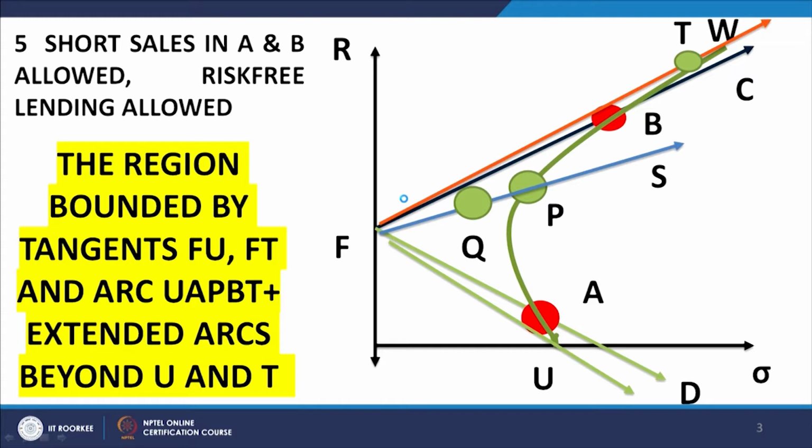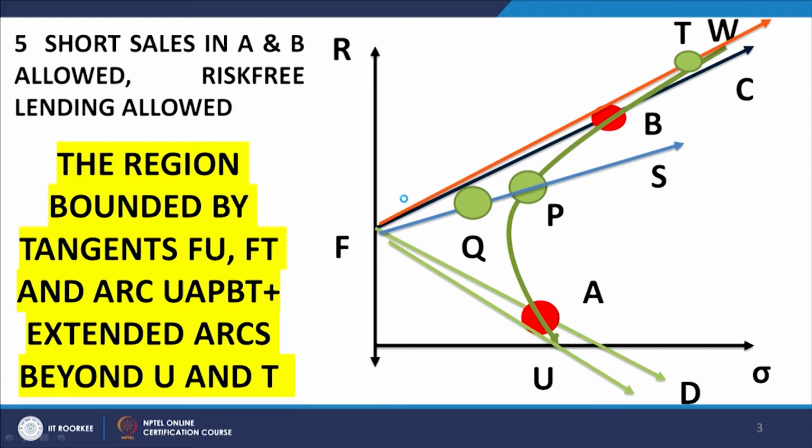portfolio possibilities region. And then beyond T, what happens is the extended arc of the hyperbola TW, and similarly beyond U, the extended arc of the hyperbola would form admissible portfolios. So, up to T and U we have the entire region, and then beyond T and U we have the arcs of the hyperbola. So, that is what the region would seem, the region bounded by the tangents FU and FT and the arc extended beyond U and T. So, this would be in this case the portfolio possibilities region.